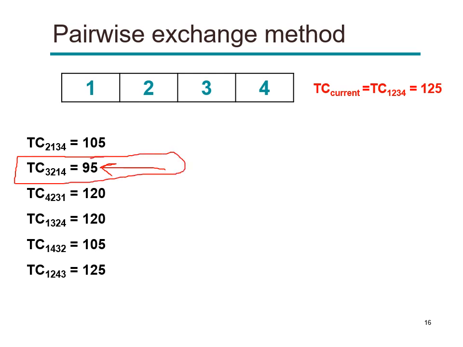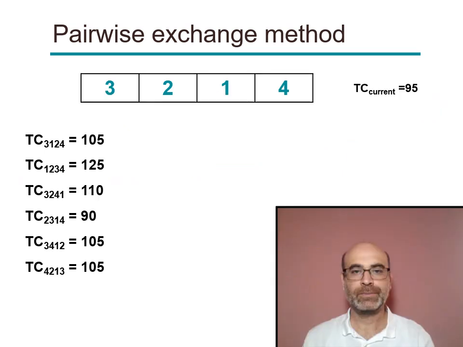And now what do we do? We compare this with the current one. And since this new cost 95 is less than 125, we say that exchanging these two departments is beneficial and do it. And what are we exchanging? We are exchanging departments 1 and 3. So now our current layout is this new one after exchanging 1 and 3, 3, 2, 1, 4, and the cost of this layout is 95. This is TC current, the cost of the current layout.